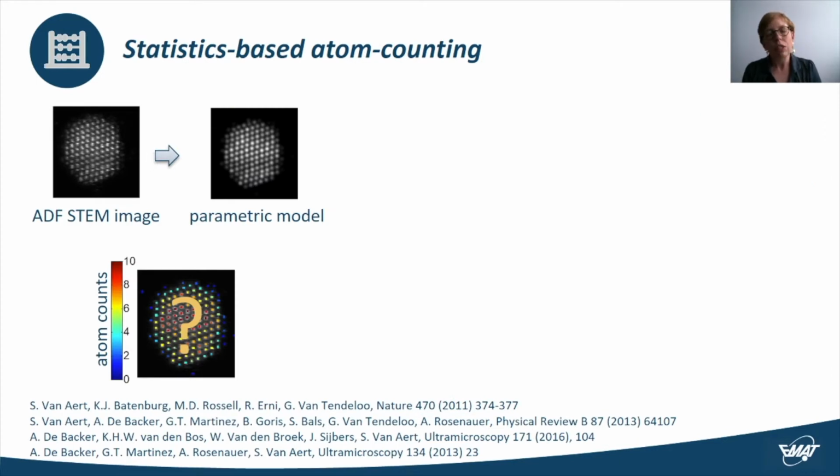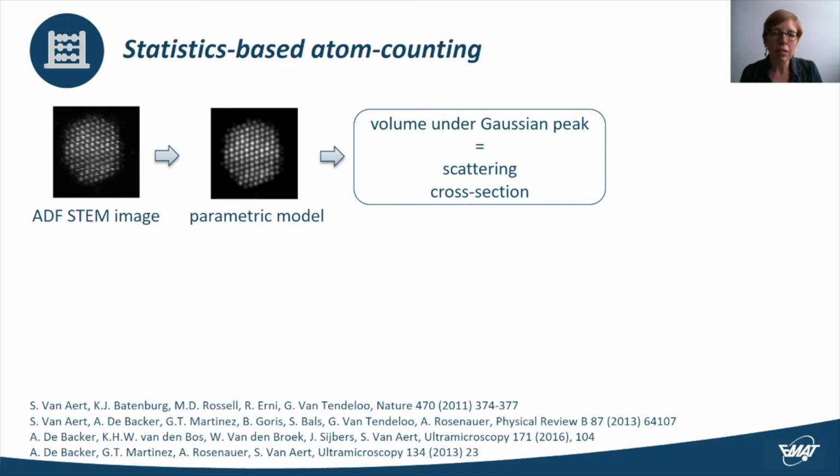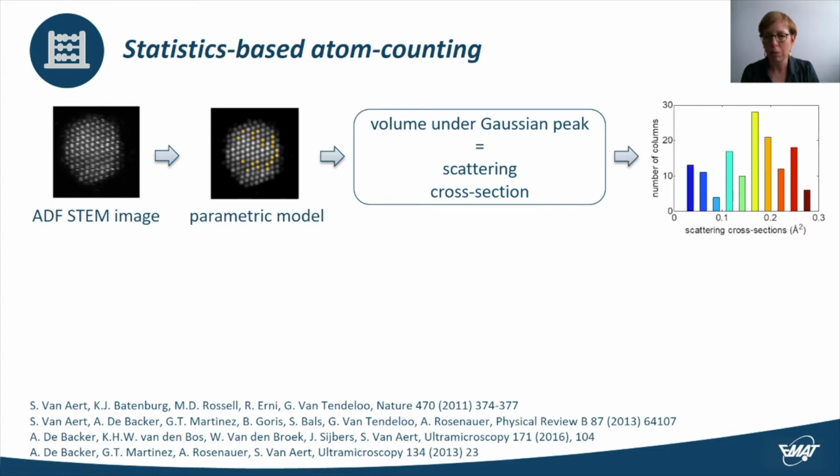Now, alternatively, we developed a statistics-based method, and here you see the same platinum particle as on the previous slide, and the question is again if we can determine the number of atoms in each column. Now, in the statistical analysis, we first estimate these scattering cross-sections, and these scattering cross-sections increase with increasing number of atoms. So ideally, the histogram of scattering cross-sections for all atomic columns in this image would consist of isolated components, where a step in intensity in the horizontal direction corresponds to an extra atom in a column.